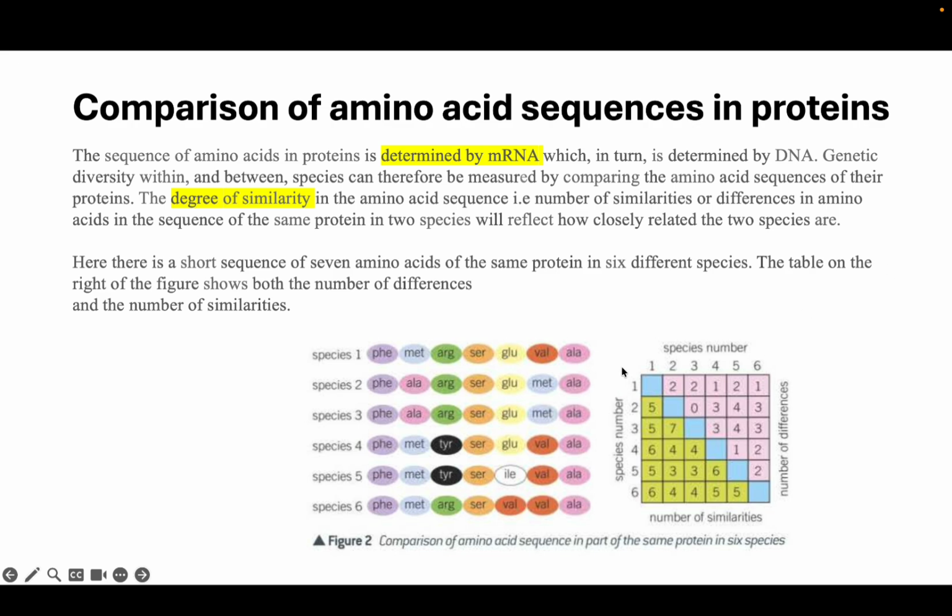So therefore we can say that 1 and 6 are somewhat closely related and they have a more recent common ancestor. While if you were to compare 1 and 2, you have methionine changed to alanine and valine changed to methionine as well. So they have perhaps a more distant common ancestor.